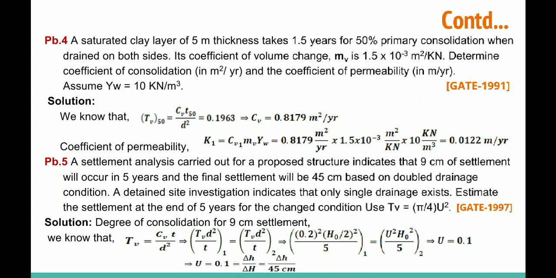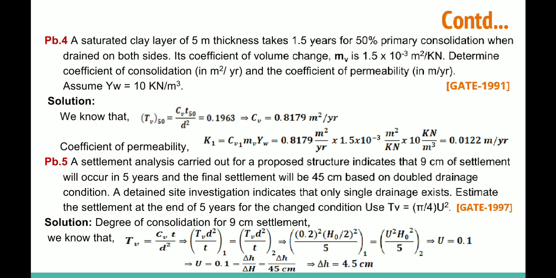So now we have the U value, so we can calculate the settlement. Same relation we can use, delta small h. See, that U we have calculated as a fraction, so we have to use this relation in terms of fraction. We cannot multiply by 100. Suppose it would be 10%, then we can multiply by 100. So 0.1 is equal to delta h by delta capital H, where we have the final settlement 45 centimeter. So we can calculate delta small h, meaning the settlement for the second stage, where the condition is single drainage. Okay, so we get the settlement as 4.5 centimeter.